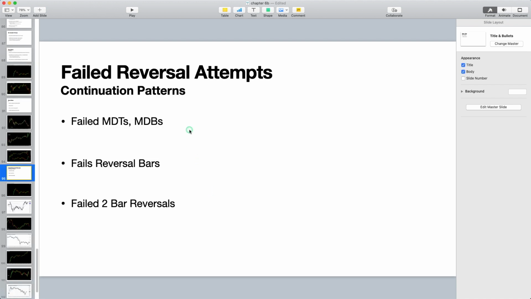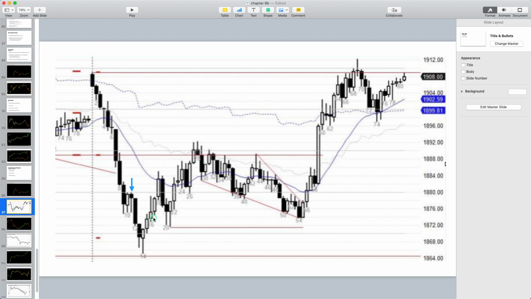In the last section of this chapter, I'm going to talk about failed reversal attempts as continuation patterns. So failed signal bars acting as continuation patterns. The first section is failed microdouble tops and microdouble bottoms. When there's a strong bear trend, for example, you'll sometimes get a microdouble bottom with identical lows and small tails below. Like this, for example.